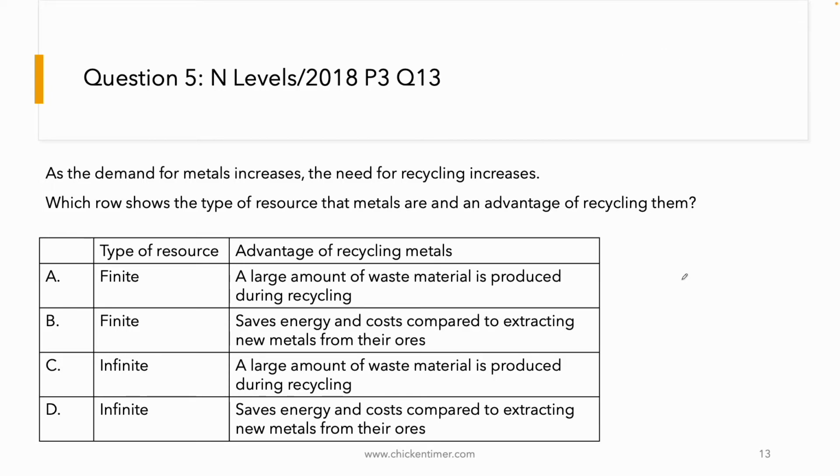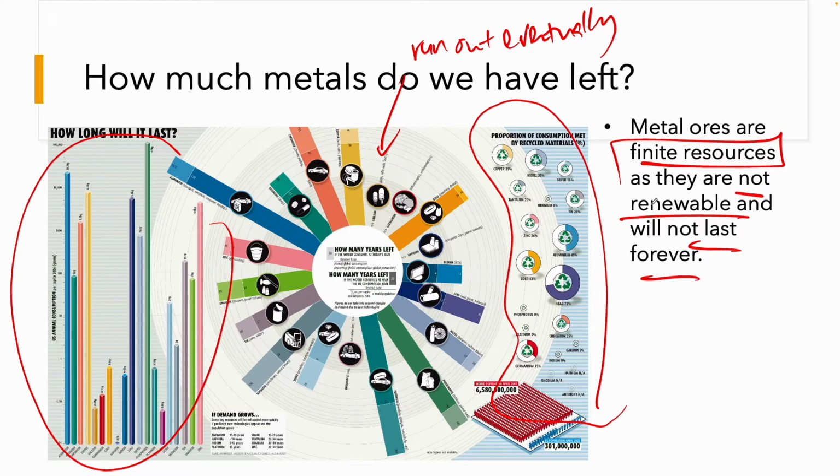What question 5 has down here is like this. It says, as the demand for the metal increases, the need for recycling will increase. So which row shows the type of resource that metals are, and what is the advantage of recycling them? Back to this slide, you will see that metal ores are finite resources. That means metals themselves are finite resources as well.